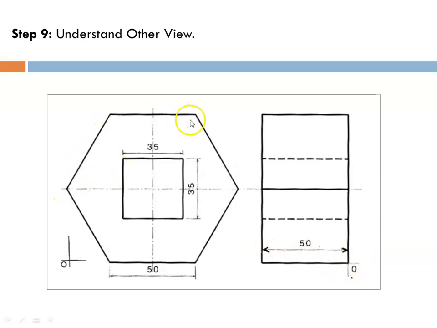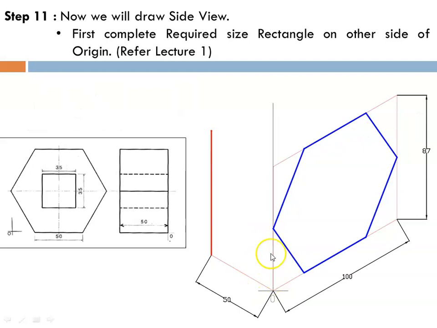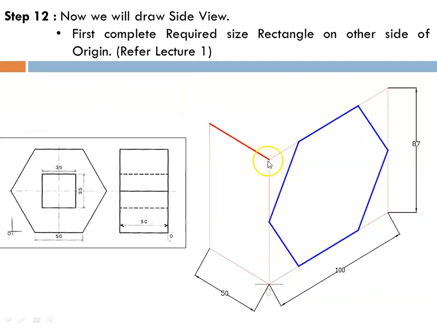It means this hexagonal shape has a width of 50 mm. So here we have to draw 50 mm on the left side. See, this width is on the left side of the origin. So from here at 30 degrees, I'll draw a 50 mm line. From this point, I'll draw parallel to the vertical line, and then through this point, I'll draw parallel to this horizontal.